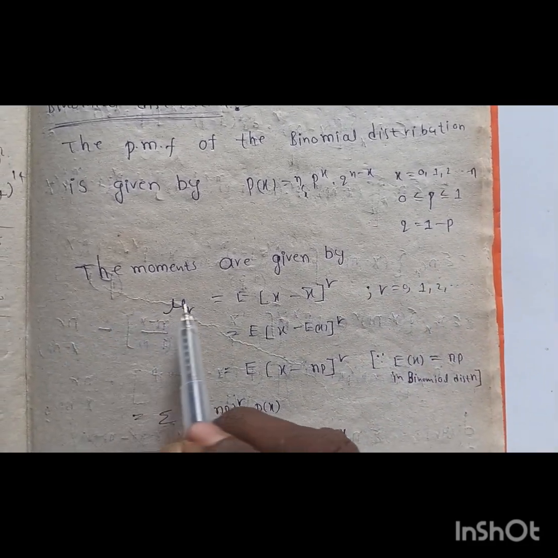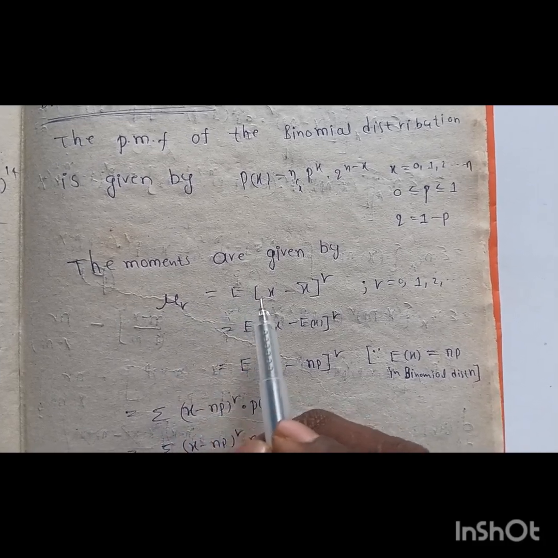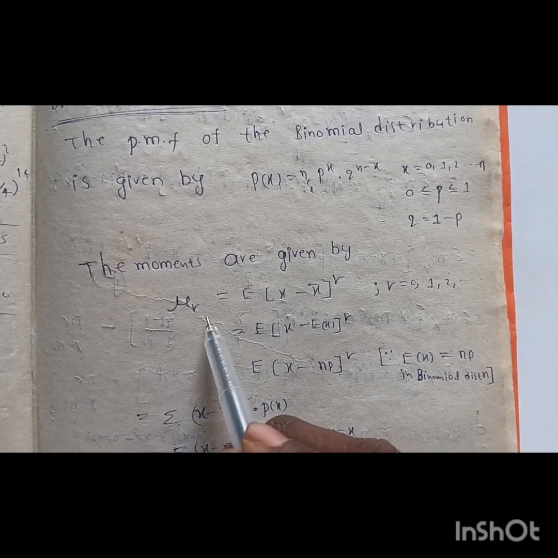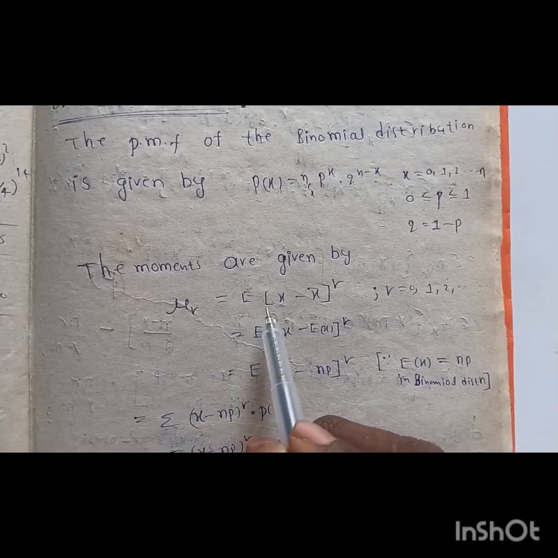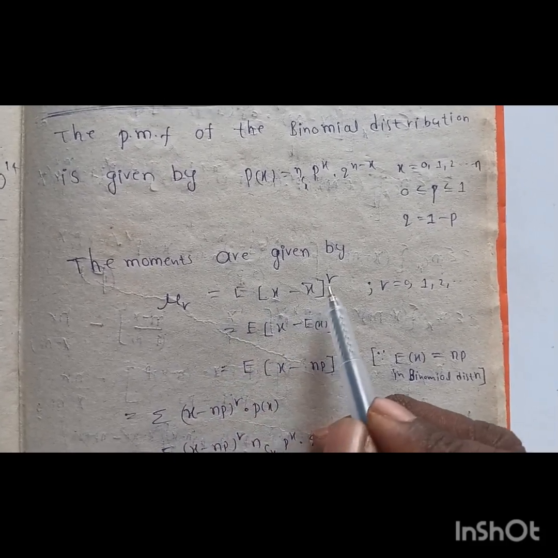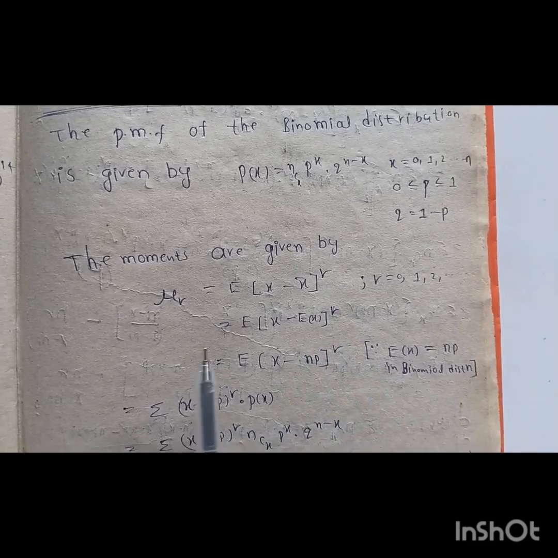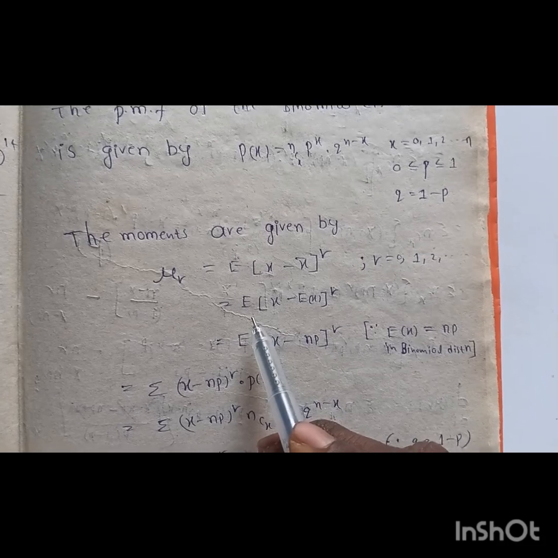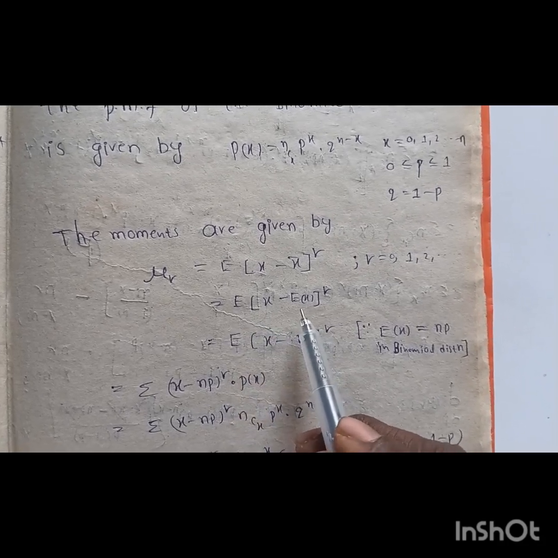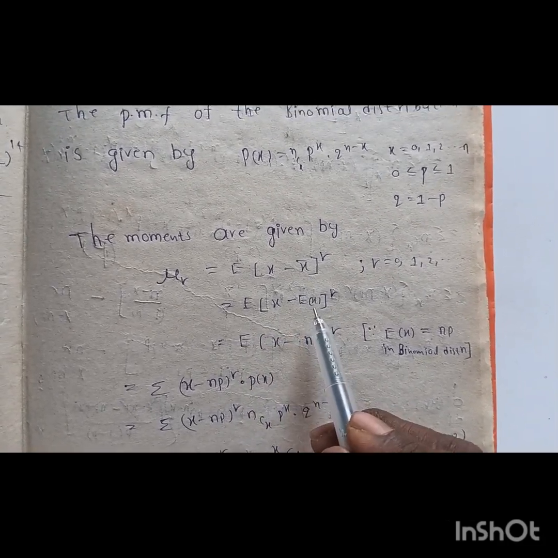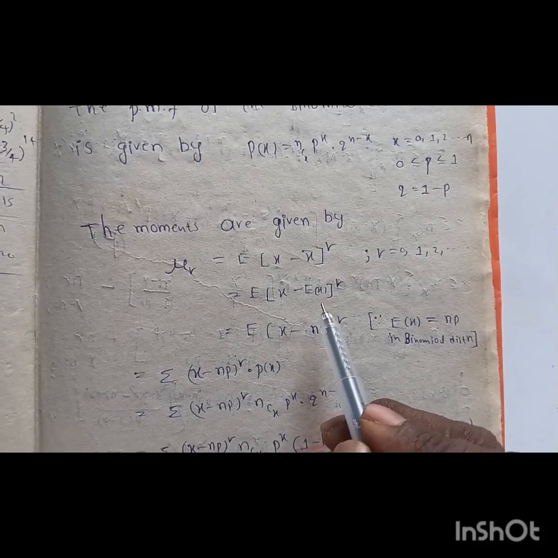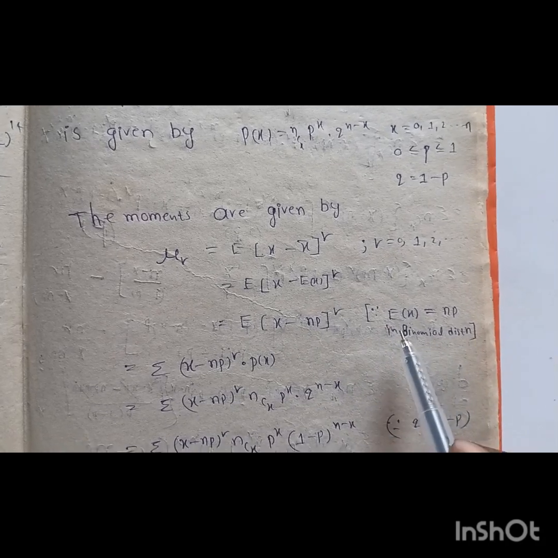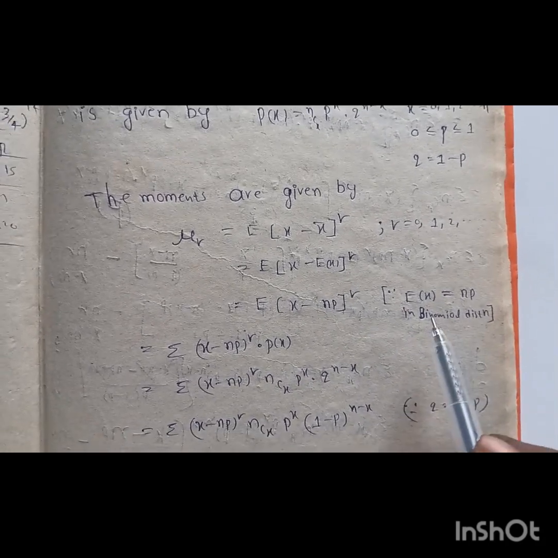So the relationship between the moments and expectation: mu r is equal to the expected value of x minus x bar whole to the power of r. If you consider the expectation, in place of x bar you can write the expectation value of x whole to the power of r. For the binomial distribution, E of x will become np.